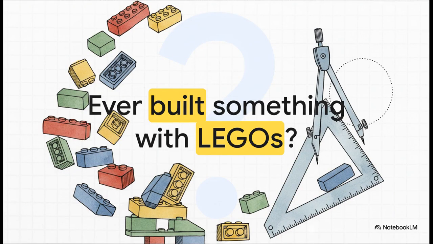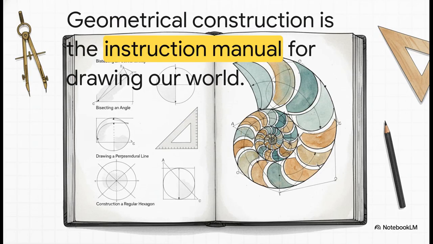So, to really get our heads around this, let's start with something super familiar: Legos. We all know how it works, right? You've got your bricks, you've got the instructions. But what happens if you miss just one little step, or you stick a piece in the wrong spot? The whole thing just doesn't quite fit together. Your epic spaceship ends up looking a little, well, wobbly. Sound familiar? Well, that is exactly what geometrical construction is all about.